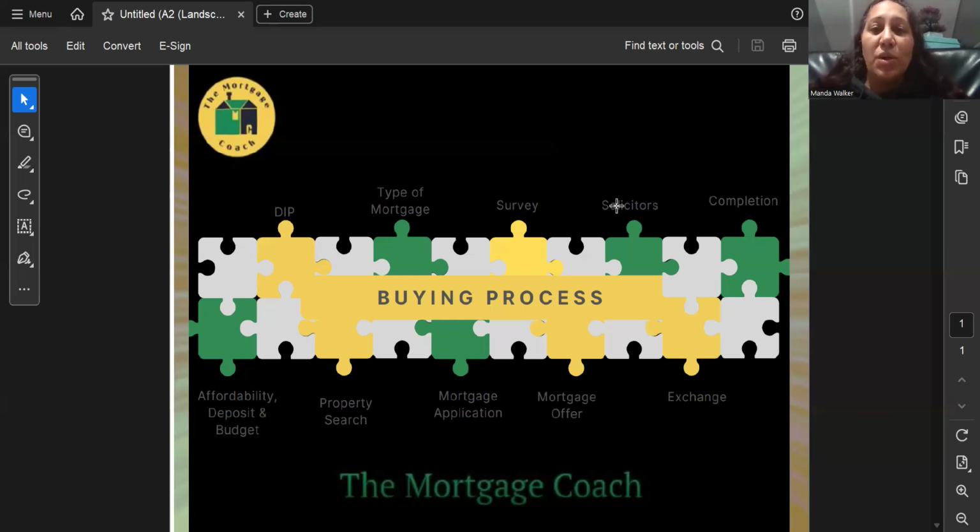The next thing is once you've got the mortgage offer, it's all about the solicitor. The reason why I don't tell people to instruct solicitors too early is because not all solicitors are on the lenders' panels. So every single lender has a panel of solicitors that are allowed to do mortgages for that lender, for that bank, for that building society. But solicitors don't register with every single one.